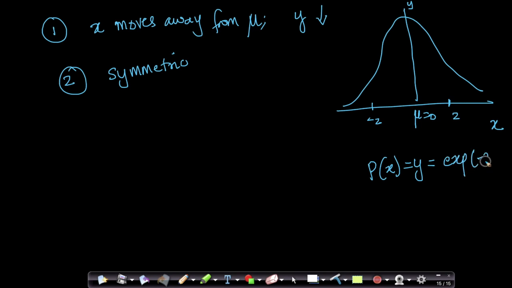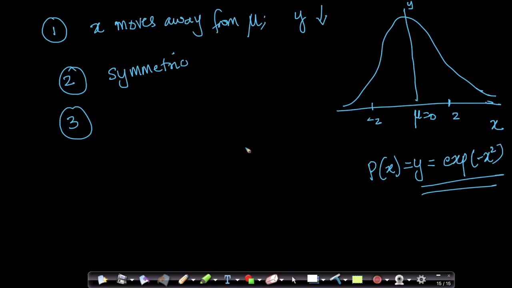Exp of minus x square. Again, this is the simplest form. I'm trying to explain the bell-shaped curve here, right? The third thing is, now we know that as we move away, your y reduces. But how fast does y reduce? Remember, y is not just reducing.